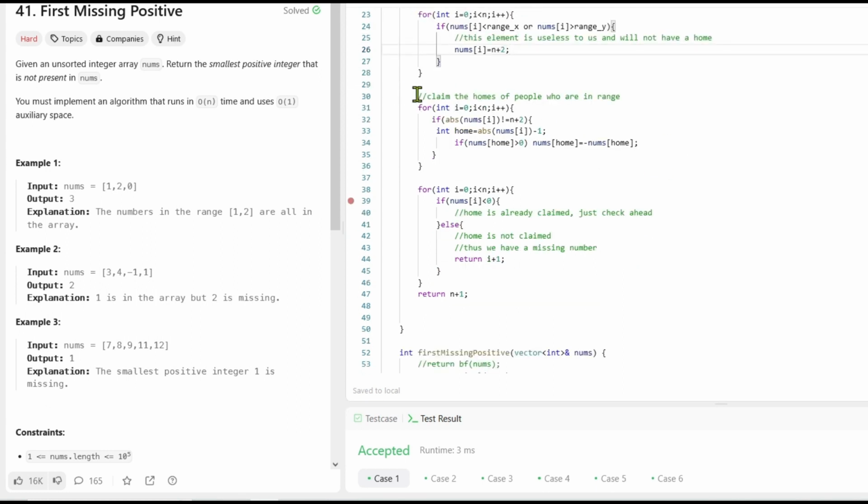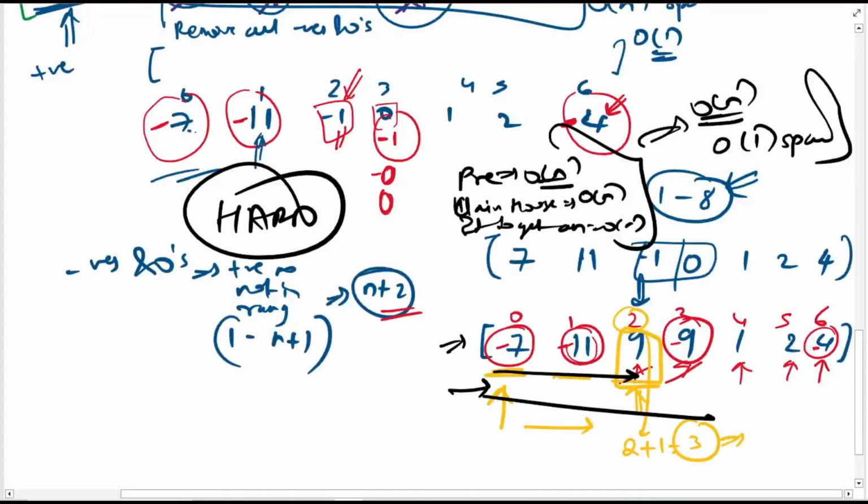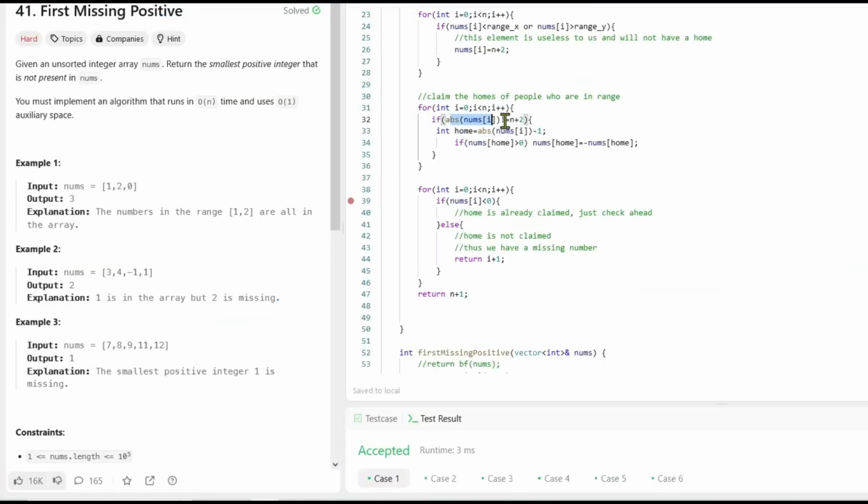Okay. Now claim the houses of the people who are in the range, right? So again, you have to take the nums of I and check if it is not n plus 2. That means it is in range, right? But take absolute because as I said over here, you can try to take minus 4, right? Minus 4 home will be minus 4 minus 1. That is how you will go. No, you have to take positive quantity, which is 4, and 4 minus 1, which is 3. That is how it will mark this guy, right? So that is the reason we check by taking the absolute quantity.